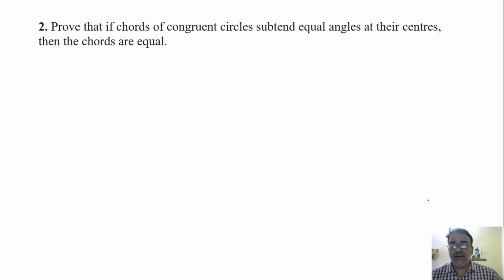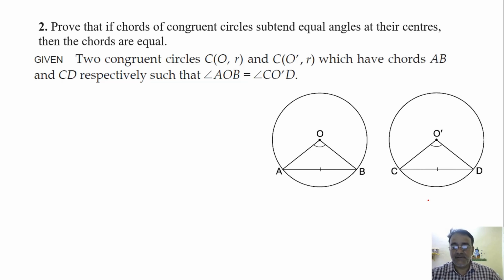If two chords of congruent circles subtend equal angles at their centers, then the chords are equal. So it is exactly similar. Here the angles are given as equal. These two angles are equal, and we have to show that the chords are also equal. So we'll start, that means AB is equals to CD we have to prove. We'll start with OA is equals to O'C, radii of the congruent circles, and OB is equals to O'D, radii of the congruent circles, and these two angles are equal, given.